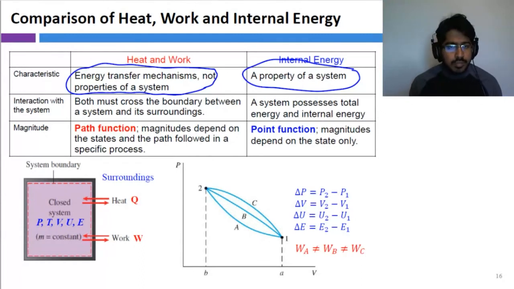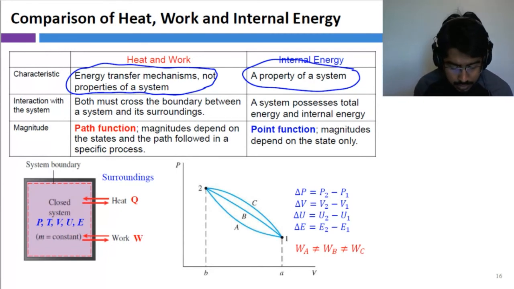So for the interaction with the system, work or heat has to cross the boundary between the system and its surroundings, right? So either heat enters the system or leaves the system, right? And then on the other hand, internal energy is a property that we have. Therefore, a system possesses a total energy and therefore an internal energy. So there's no boundary crossing involved. Internal energy is a property of the substance inside, right?